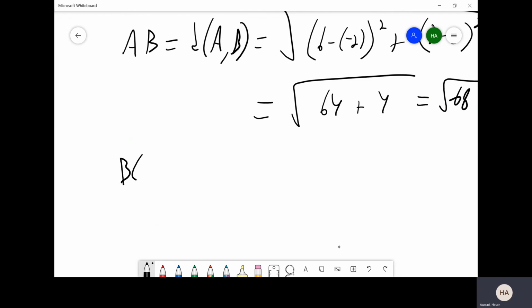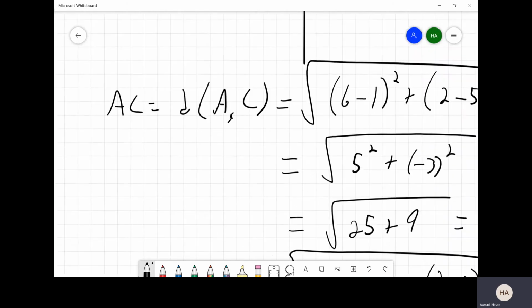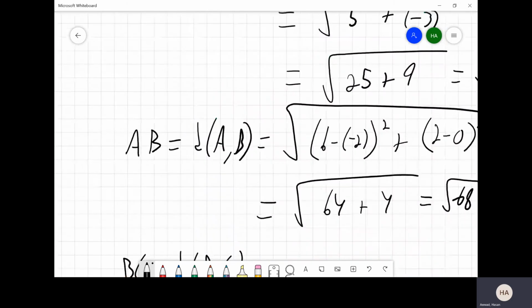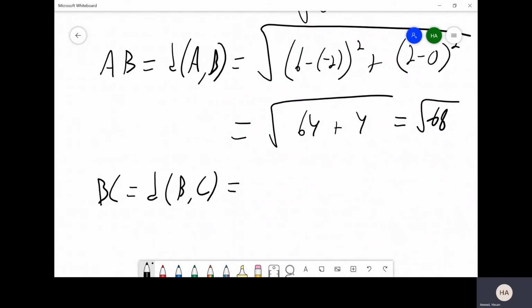So side BC is equal to the distance between B and C. Let me see which one we want to go first. Let's make C the point that we go first. So that means we're going to have the square root of (1 - (-2)) squared.